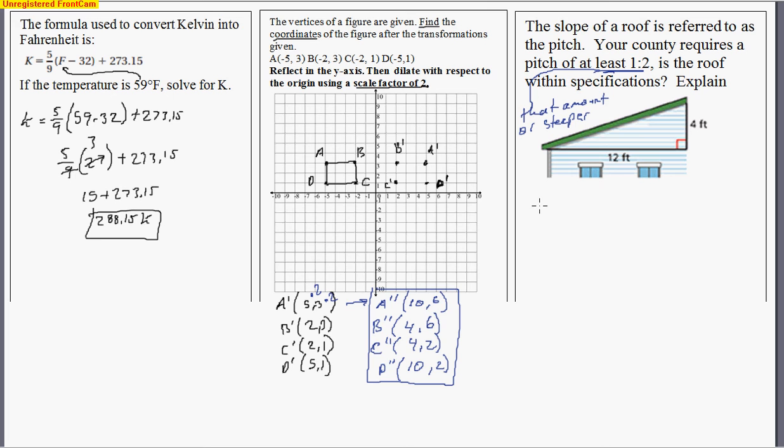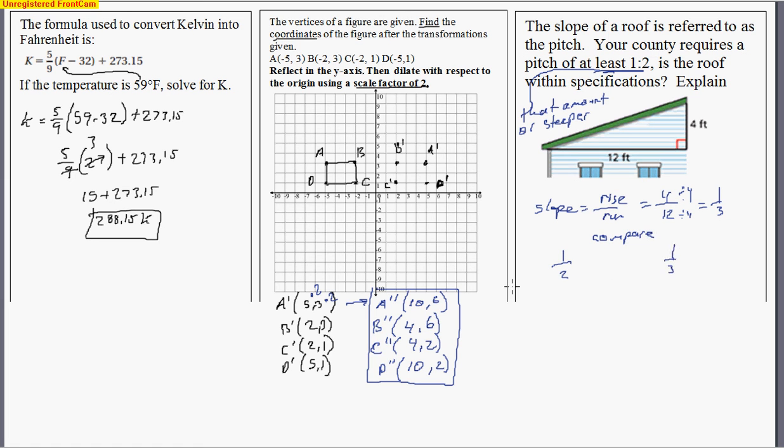So remember, our slope is the rise over the run. And so it's rising 4 units and it's running 12. So if I was to reduce this fraction, take out the common factor of 4, I'm left with 1/3. So this slope is 1/3. You can do it one of two ways. You can compare, is what we're doing. We're comparing 1/3 to 1/2.